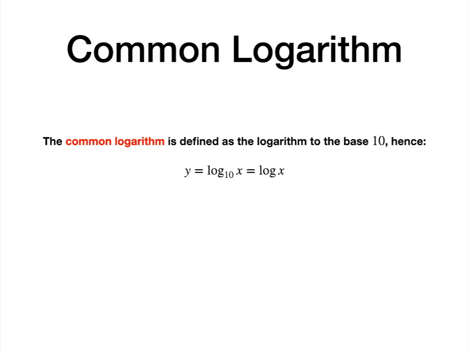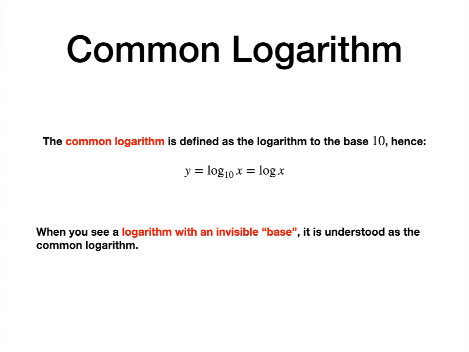Today we're going to talk about two special logarithms and how we can solve problems using them. Let's get started. Common logarithm is defined as the logarithm to the base 10. You'll see there below it says y is equal to the logarithm of x to the base 10 is just equal to the expression the common logarithm of x. In other words, when you see the logarithm operator without any base, it is understood that it is the common logarithm, or that the base is 10.